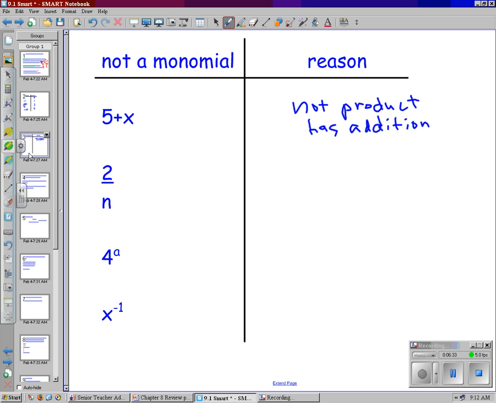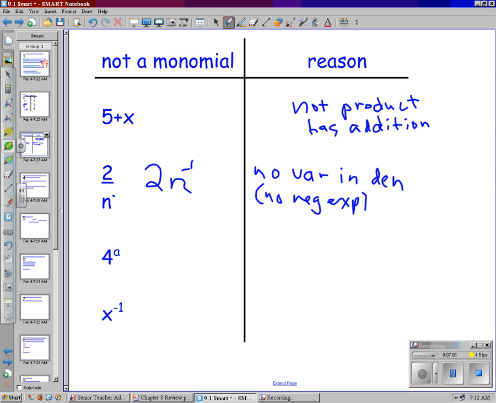We cannot have a variable in the denominator. Okay, now think about this. What if I were to write this with the variable in the numerator? What would the exponent have to be? -1. Good job. And can I have negative exponents? No. So no variables in the denominator, thus also no negative exponents.